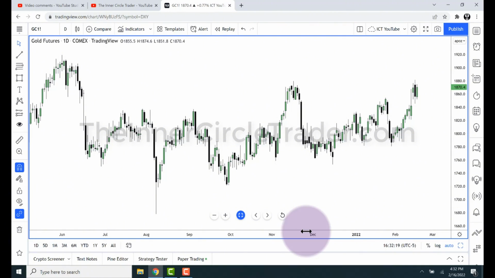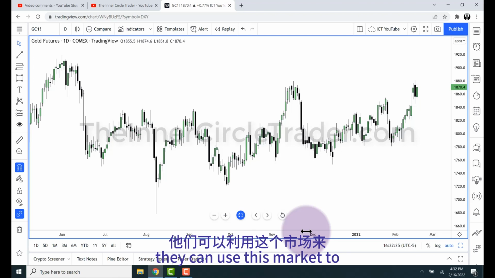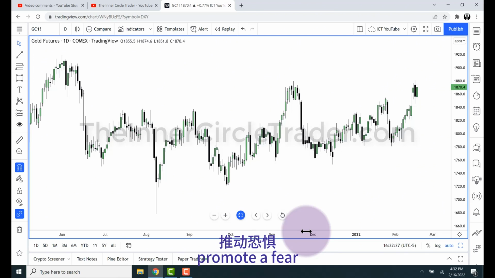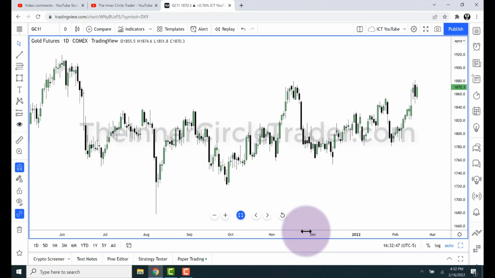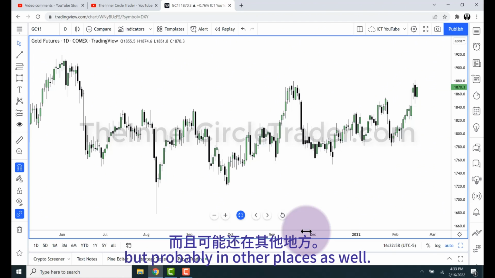And I hate to say it, but they can use this market to promote a fear or to calm a fear, if the fear is not productive for them, which is a rare thing. They can influence this market and not go higher. But if gold starts ramping up really high, that means there's a lot of fear being instilled in the marketplace, and it's going to speed up the idea of war breaking out, not only in Ukraine but probably in other places as well.